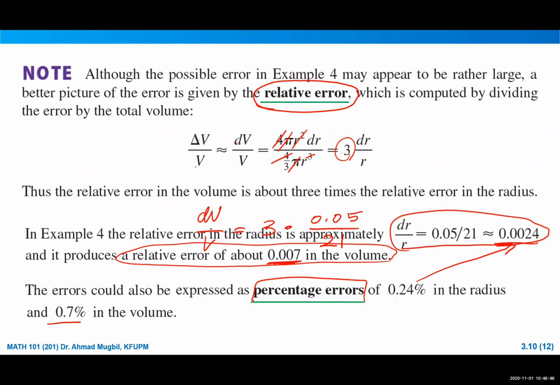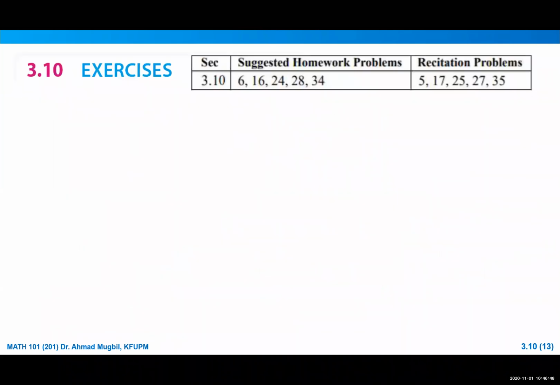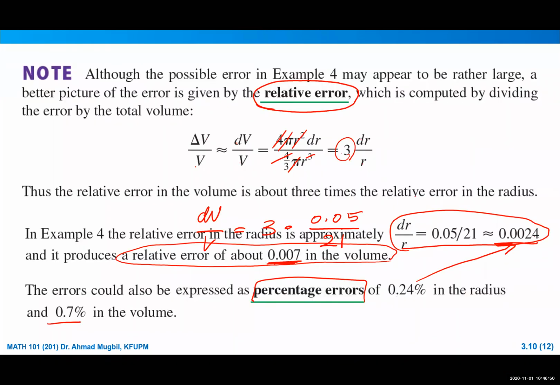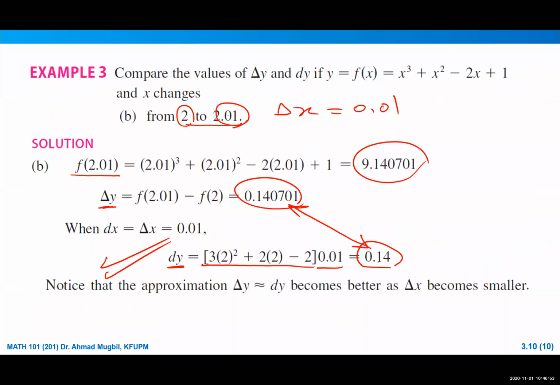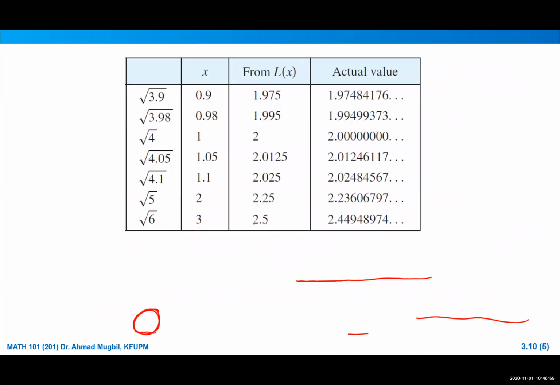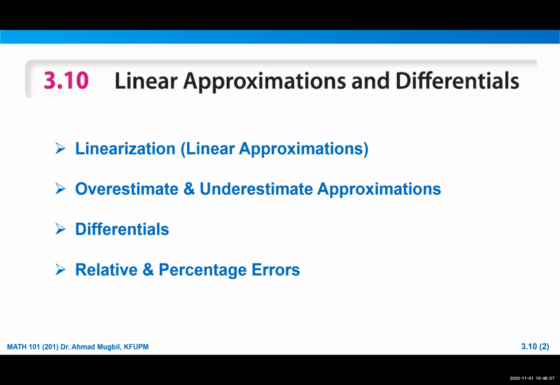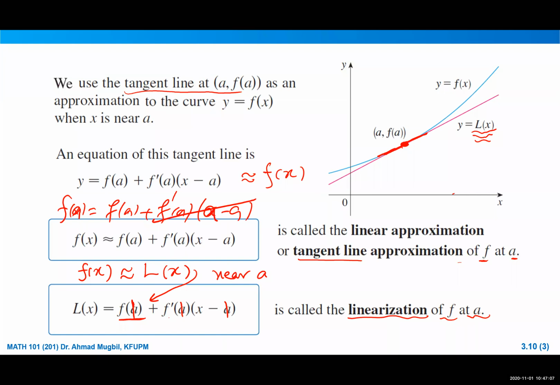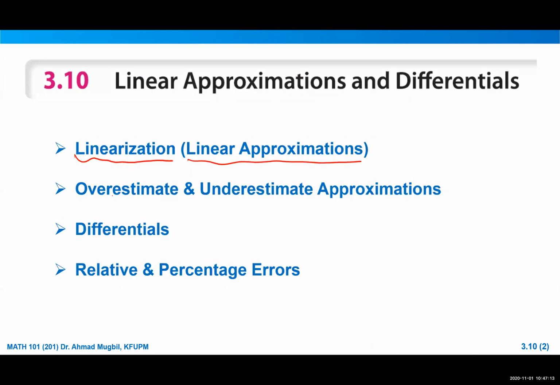Is that clear, guys? I think this is all we have in this section 3.10. As I told you, let me summarize for you now. Let's check our objectives. Have we achieved our objectives or not? So do you know now what the linearization is? What is the linear approximation? Also, if someone asks you about the tangent line approximation, these three expressions are the same concept. Do you know what we mean by overestimate and underestimate? Do you know what we mean by differentials?